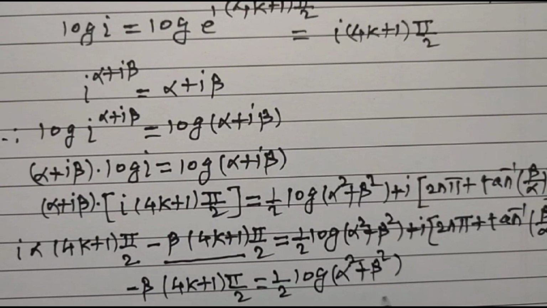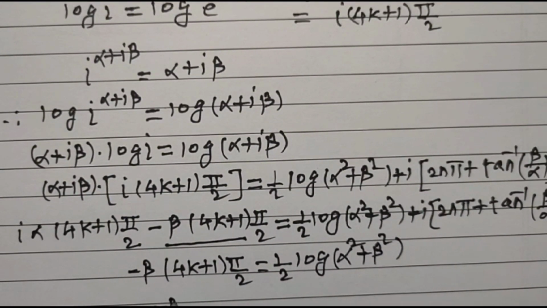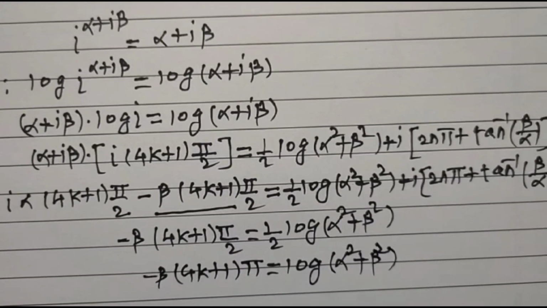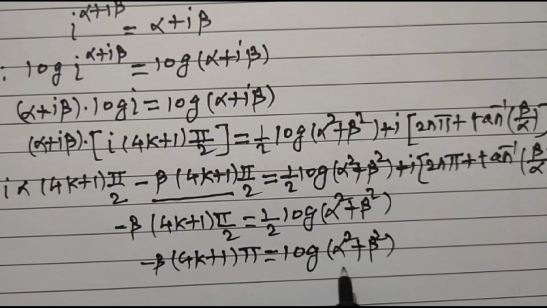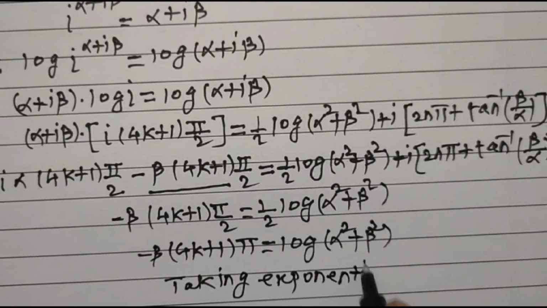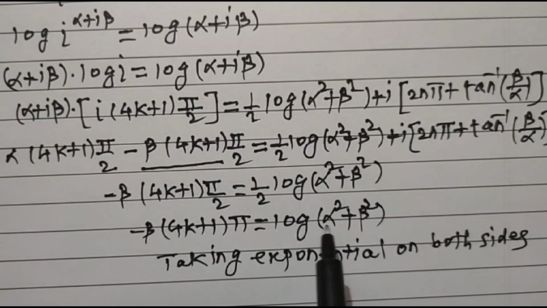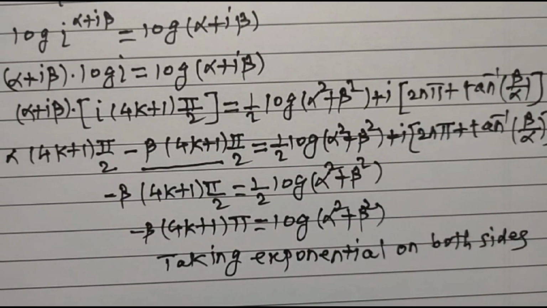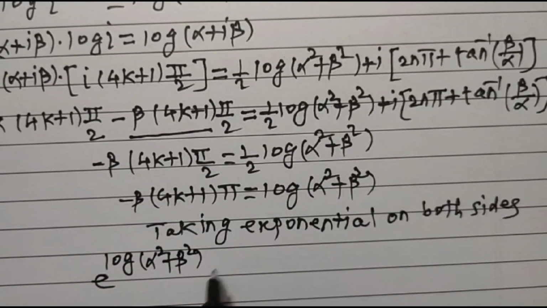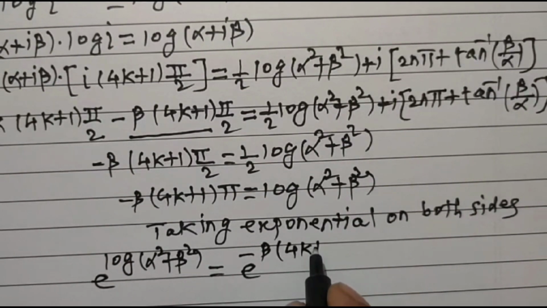The 2 gets cancelled on both sides, and then minus beta into (4k plus 1) times pi is equal to the logarithm of alpha square plus beta square. Okay, now taking the exponential on both sides, this can be written as e to the power logarithm of alpha square plus beta square is equal to e to the power minus beta into (4k plus 1) times pi.